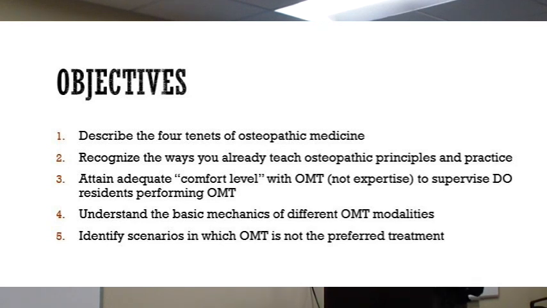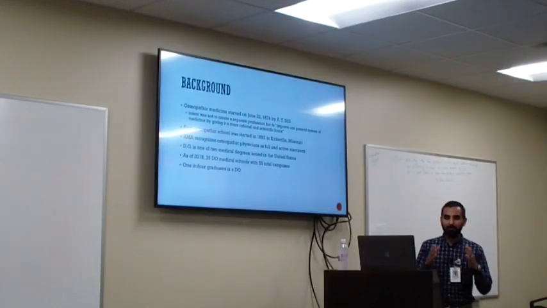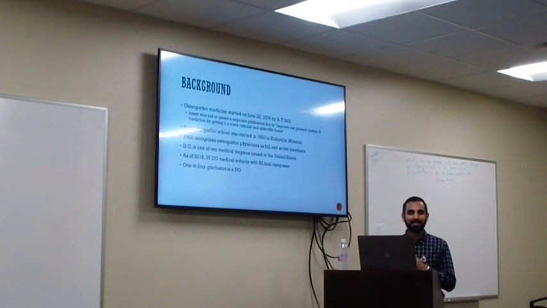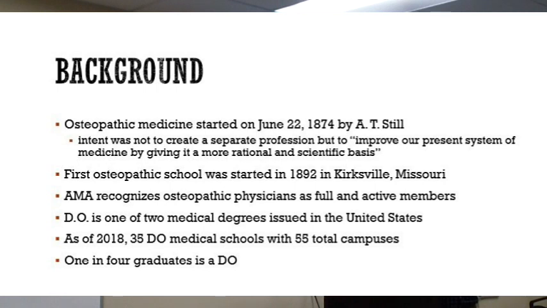Just a little bit of background as to osteopathic medicine in general. It was officially started on June 22nd, 1874. They make a big deal about this date, and it's often tested in one of the introduction classes, so I thought I'd put it in here, by A.T. Still. The intent was not to make a distinct profession or a distinct entity. It was to enhance upon or build upon what was already out there, and at the time, and currently still is, allopathic medicine. The first osteopathic school was started in Kirksville, Missouri.